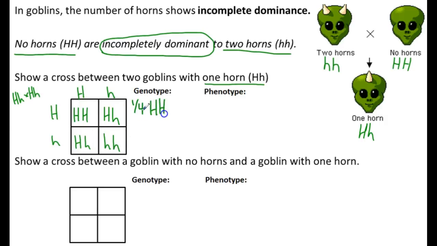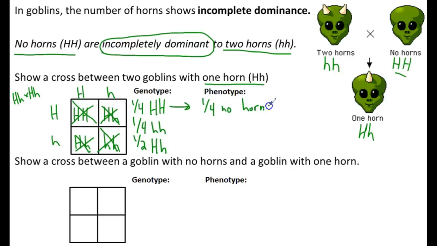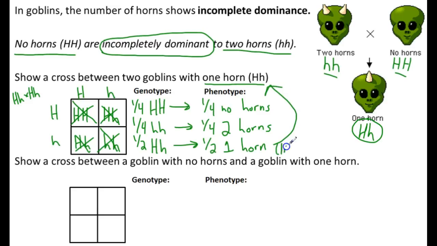I'm going to get a quarter of them big H, big H, dominant. I'm going to get a quarter of them homozygous recessive, little h, little h, and half of them are going to be heterozygous. So the big H is going to be no horns. Little h is going to be two horns. And then the heterozygous one is going to be the blend. So that would be halfway in between 2 and 1, which is one horn. So that's essentially just like the parents.